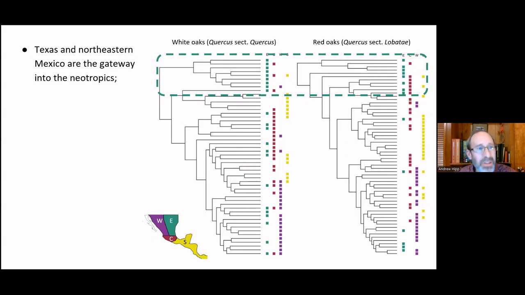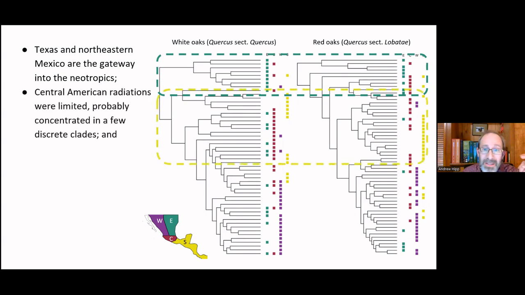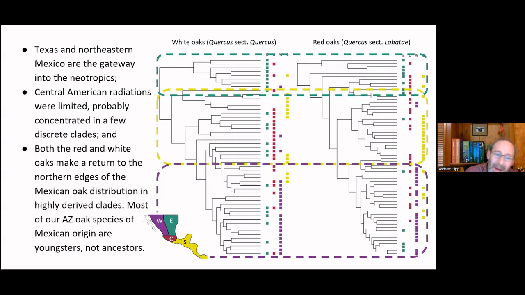And the story in both the red oaks and the white oaks is that as they moved from eastern North America, the oaks left a group of species in northeastern Mexico and Texas. They're sort of the gateway into the neotropics. They each then sent a lineage down into Central America, sort of limited radiation in Central America. And they both moved back up the western mountains, so that when you go to Arizona, if you've been to the Sky Islands, the Chiricahuas, the Pinaleños in Arizona, those species that you find are really young ones. They're descendants of the Mexican oaks.